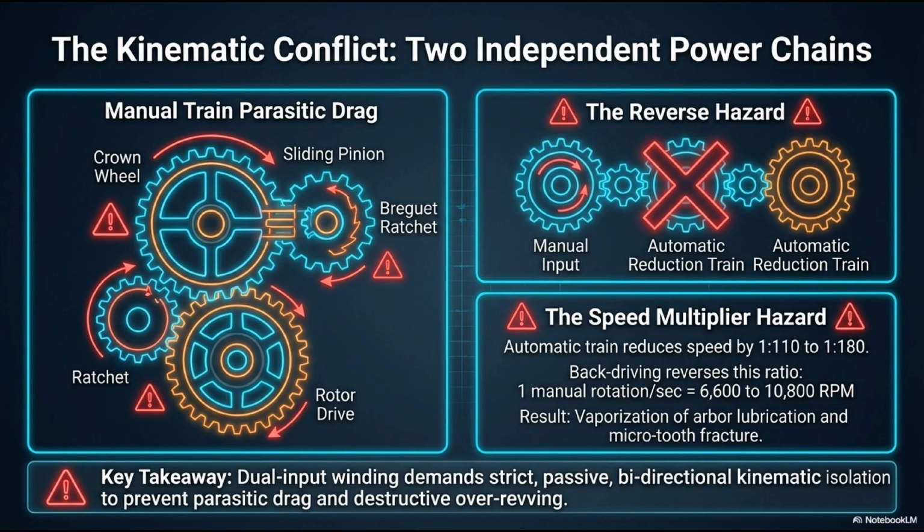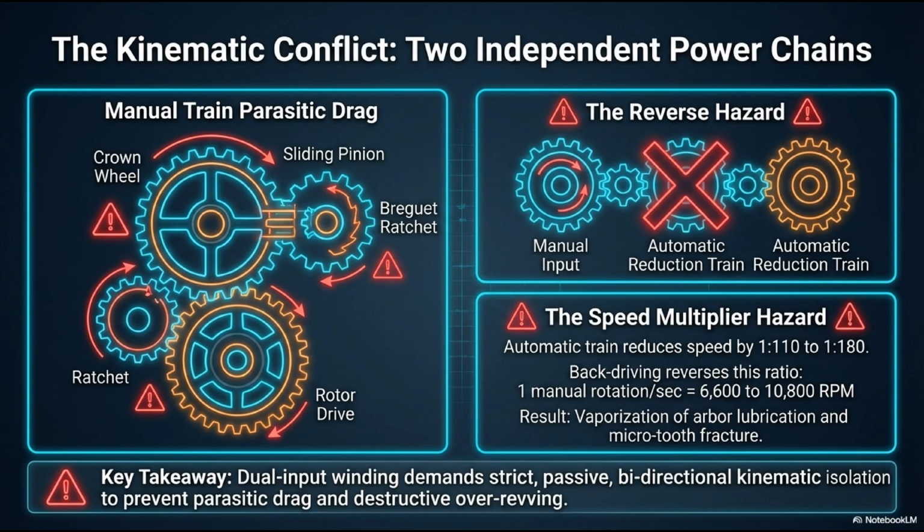Now look at the far more dangerous scenario on the right, the speed multiplier hazard, or the reverse hazard. When you wind the crown manually, you inject massive, rapid torque into the ratchet wheel. The automatic train was designed to reduce speed by 1 to 180. But if you backdrive it from the ratchet wheel, that ratio inverts. It becomes a massive speed multiplier.